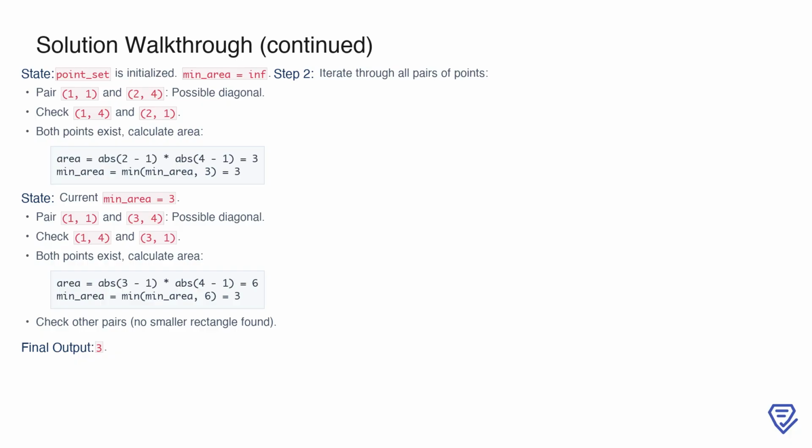Next, we consider the pair (1, 1) and (3, 4). Again, the x and y coordinates differ, and the other corners (1, 4) and (3, 1) are found in the point_set. The area of this rectangle is abs(3-1) * abs(4-1) equals 6, but since min_area is already 3, it remains unchanged. We continue examining other pairs of points, but no rectangle with a smaller area is found. Therefore, the minimum area for this example is 3.